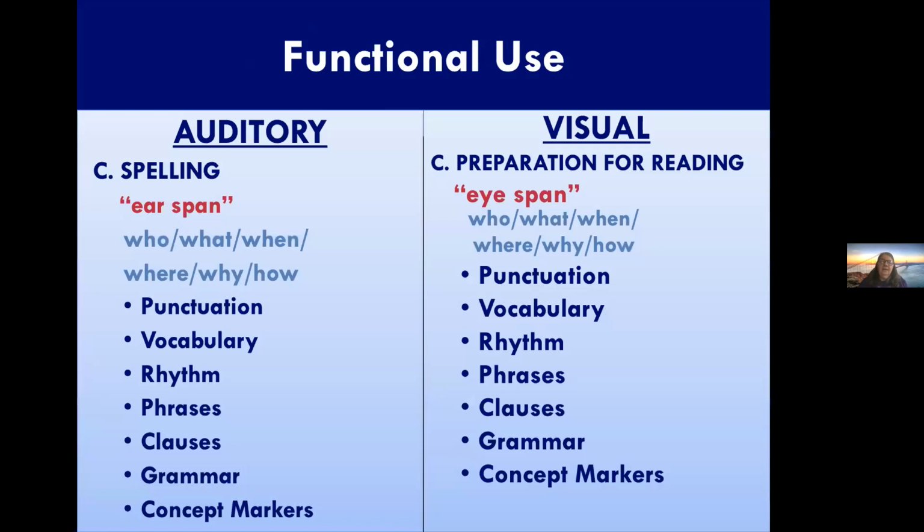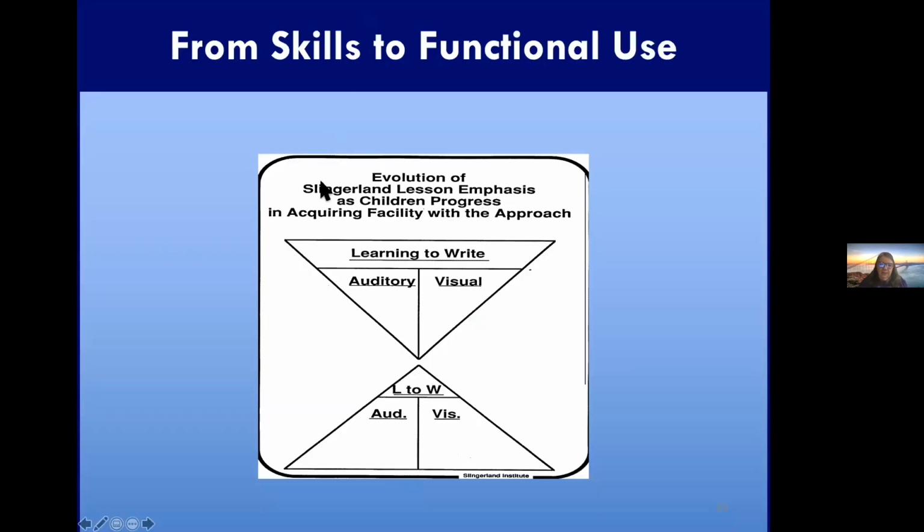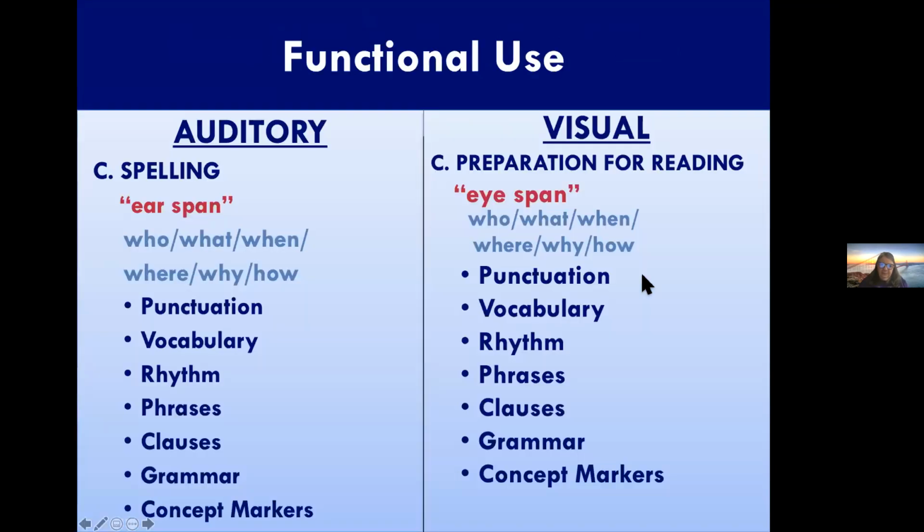Now, keeping in mind that when we talked about A and B as being the skills parts and C and D being the functional use. And so if we look at this, under C, spelling, and C, preparation for reading. And the one we're focusing on is this one. But the who, what, where, when, why, how.